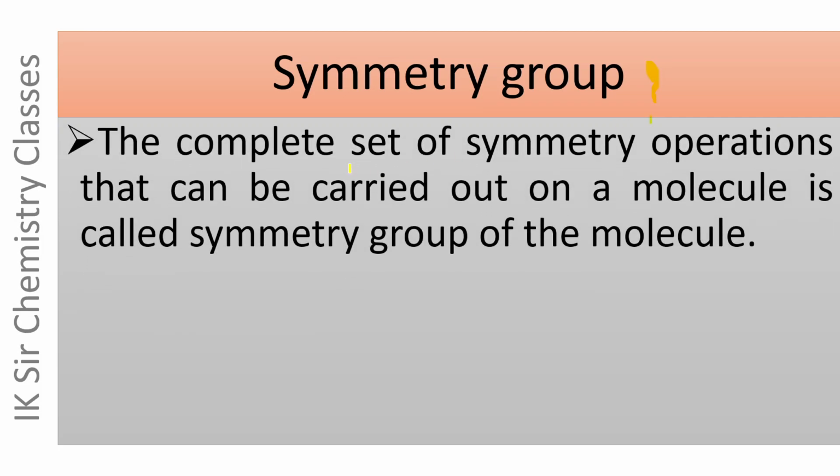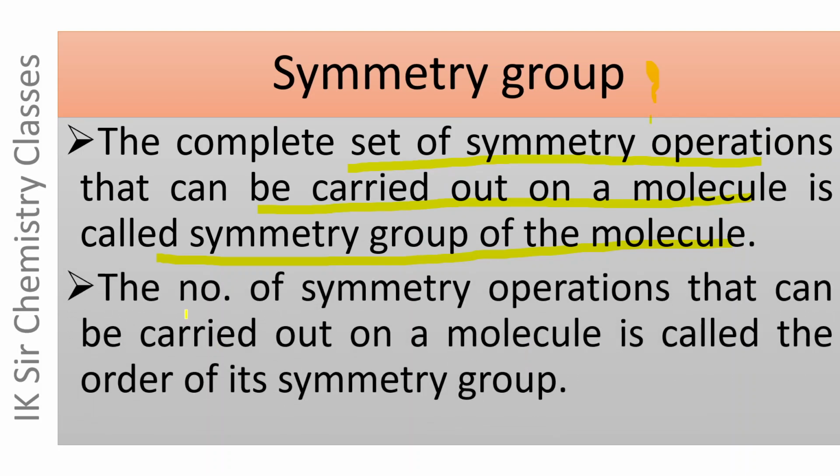The complete set of symmetry operations that can be carried out on a molecule is called the symmetry group of the molecule. Let us see it again. The complete set of symmetry operations that can be carried out on a molecule is called the symmetry group of the molecule.